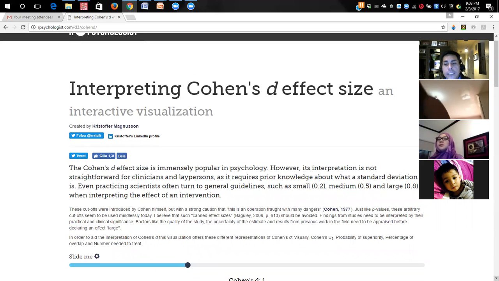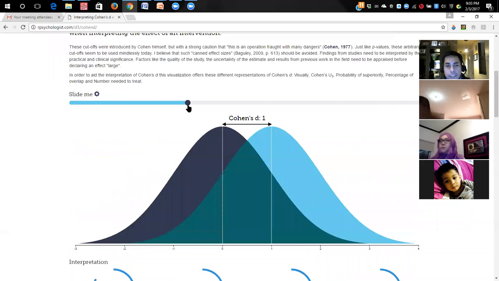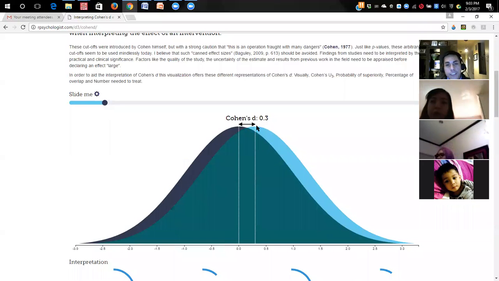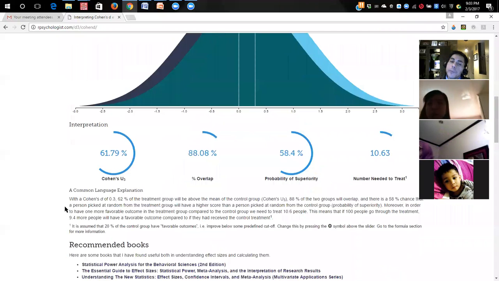So what does that mean when we have those Cohen's d values? This is the interactive one. If it's 0.2, you can see that this interactive model moves, and it provides you the common language explanation. With a Cohen's d of 0.3, 62% of the treatment group will be above the mean of the control group, and 88% of the two groups will overlap.